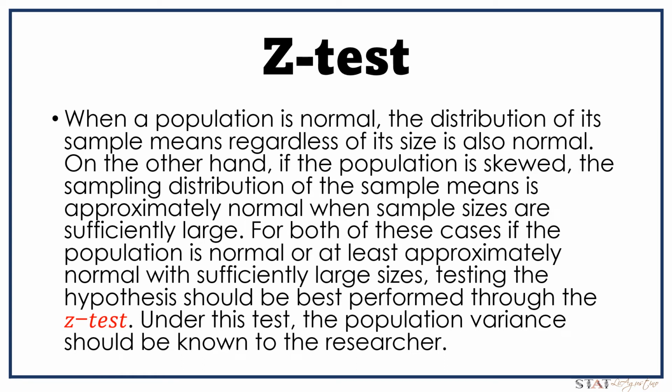The Z-test is used when a population is normal. The distribution of its sample means regardless of its size is also normal. On the other hand, if the population is skewed, the sampling distribution of the sample mean is approximately normal when sample sizes are sufficiently large. For both of these cases, if the population is normal or at least approximately normal with sufficiently large sizes, testing the hypothesis should be best performed through the Z-test. Under this test, the population variance should be known to the researcher.